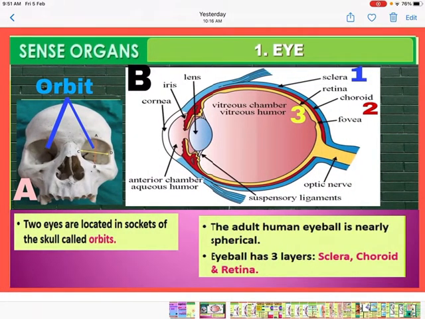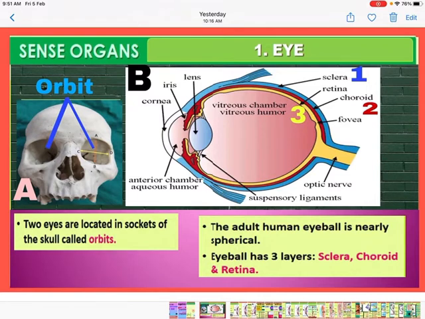Where are eyes located? The two eyes are located in sockets of skull called orbits. See the diagram A showing 2 orbits where eyes are located. Now let us see the parts of eye. Eyeball is spherical in shape. See diagram B and labeling 1, 2 and 3.